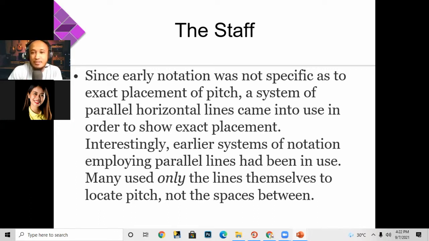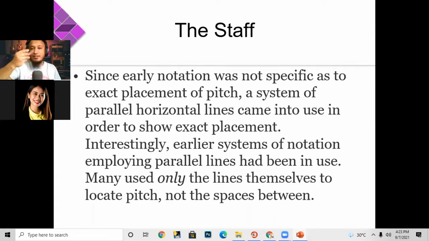Since early notation was not specific as to the exact placement of pitch, a system of parallel horizontal lines came into use in order to show the exact placement. Interestingly, earlier systems of notation employing parallel lines had been in use, but many used only the lines themselves to locate pitch, not the spaces between. Pag tinanong natin ang staff, of course, nowadays we have 5 lines. First line, second line, third line, fourth line, fifth line.